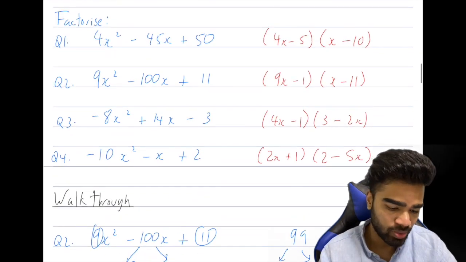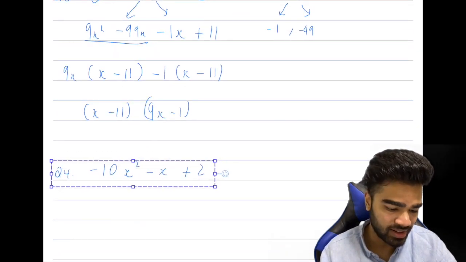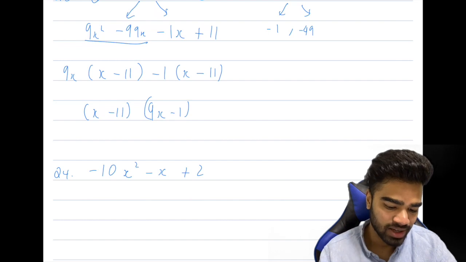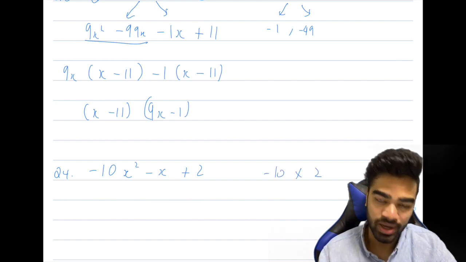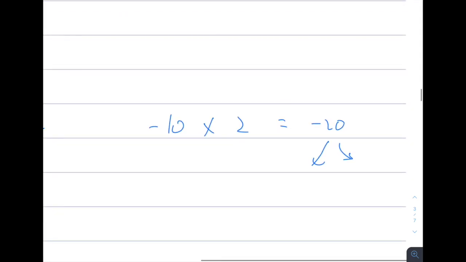Okay, and I will also walk you through question 4, just because it's a negative number in the front, so you have negative 10 in the front, but it's no different. It's the same thing. So we're going to do negative 10 multiplied by 2 is negative 20. Factors of negative 20 that add to, remember, if there's no number there, that's the same as negative 1. So factors of negative 20 that add to negative 1.